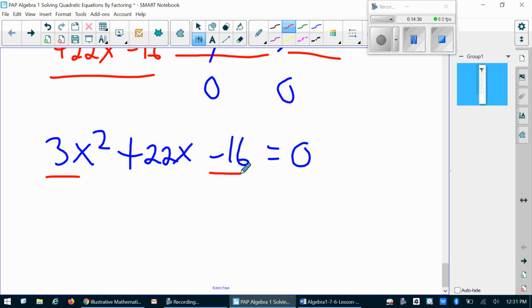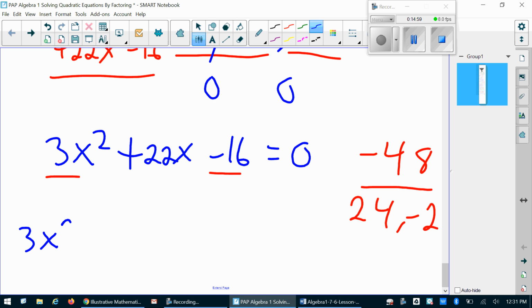3 times negative 16 is negative 48. The two numbers that multiply to give me negative 48, but add to be 22, are 24 and negative 2. I rewrite the original expression. I'm going to put the 24x first, and then the negative 2x.